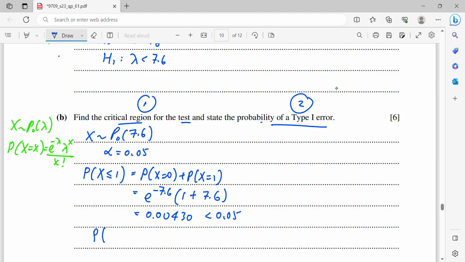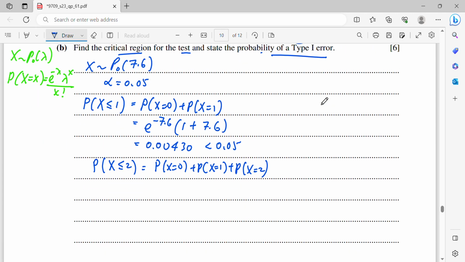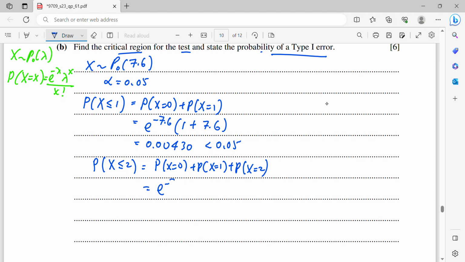So now I will continue with x less than or equal to 2. P(X ≤ 2) means P(X = 0, 1, and 2), so I can recalculate all these values. It will be e to the negative 7.6 times 1 plus 7.6 plus 7.6 squared over 2 factorial. Then you will get 0.0188. Again, this is less than 0.05.